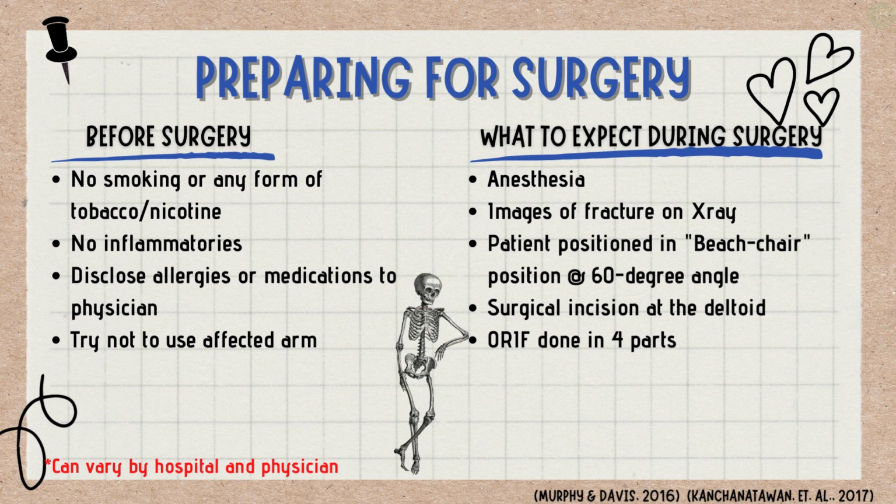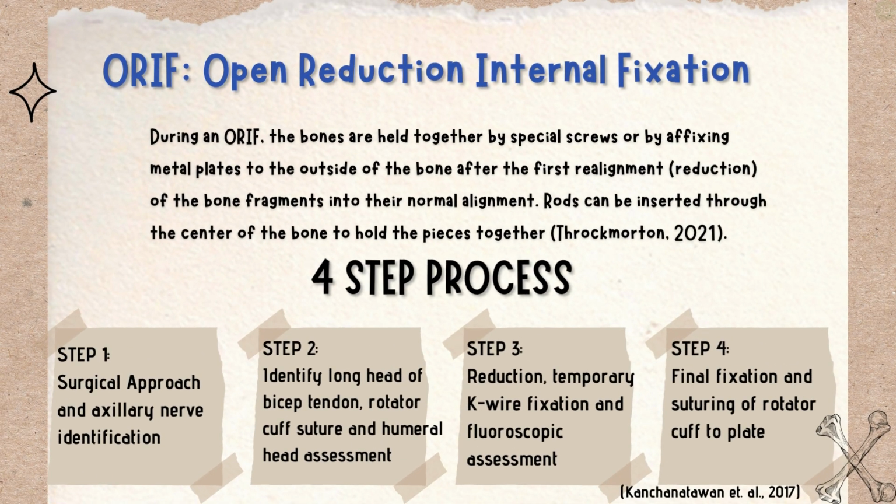You can expect to be placed under anesthesia. You can also expect to have the images of the fracture on the x-ray so that the physicians can see what they're operating on, where, and how to go about that. And again, depending on the physician, but according to research, you're usually positioned in a beach chair position at a 60-degree angle. You can also expect to have a surgical incision made depending on the type of procedure you undergo for your humeral fracture. But the ORIF specifically is going to be done in 4 parts that we'll discuss on a later slide. So, what is an ORIF?